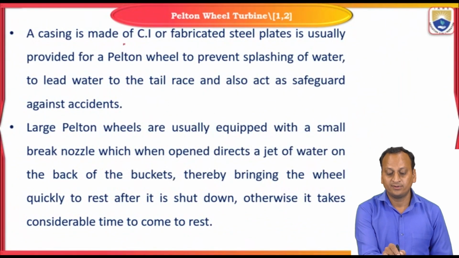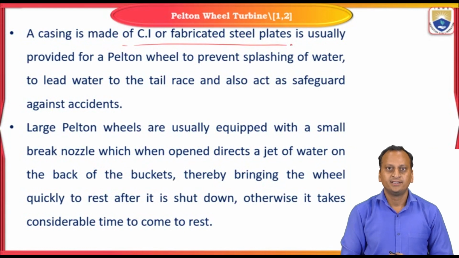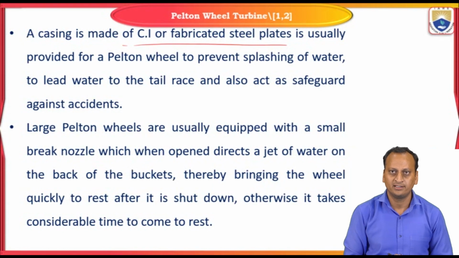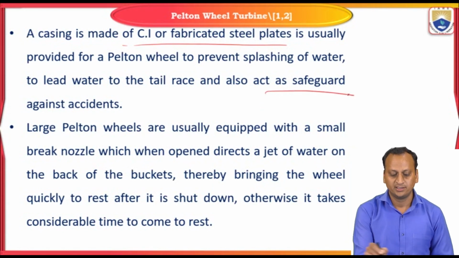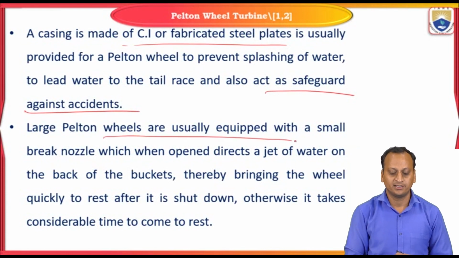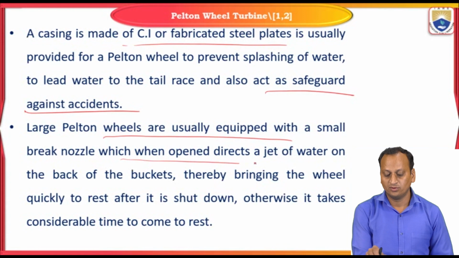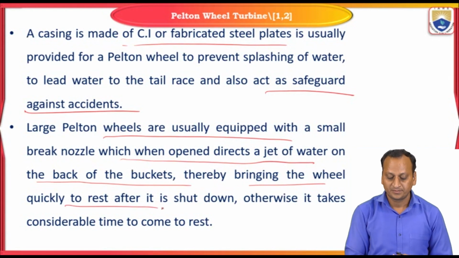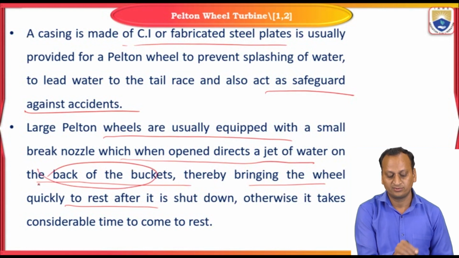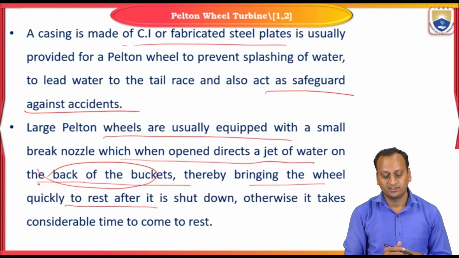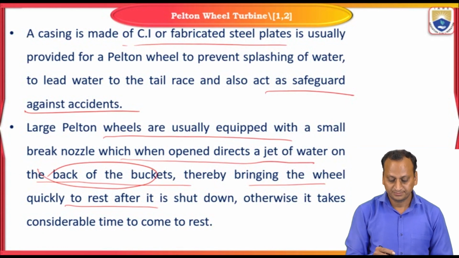A casing made of cast iron or fabricated steel plates is usually provided for a Pelton wheel to prevent splashing of water, to lead water to the tail race, and also to act as a safeguard against accidents. Large Pelton wheels are usually equipped with a small brake nozzle, which when opened directs a jet of water on the back of the bucket, thereby bringing the wheel quickly to rest after shutdown. So there will be a brake. It will be utilized as a brake by impacting a jet on the backside of the bucket.